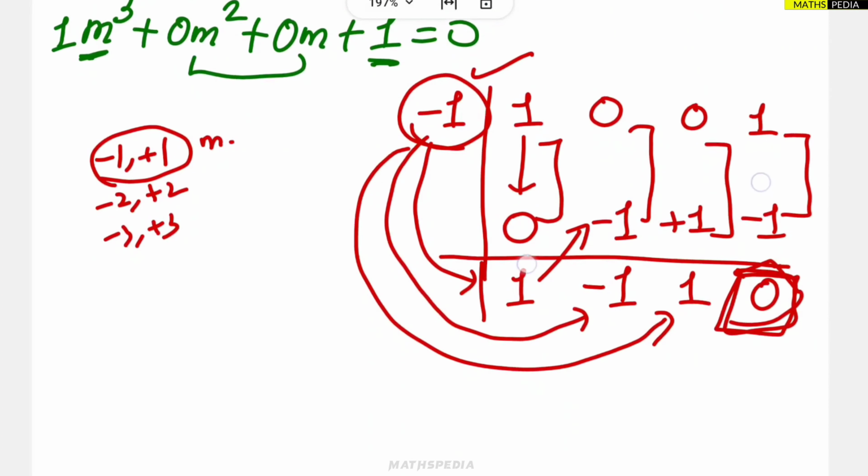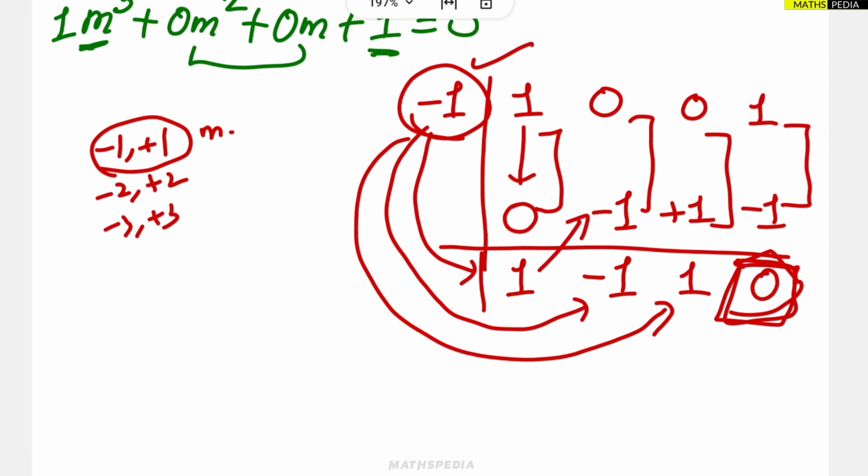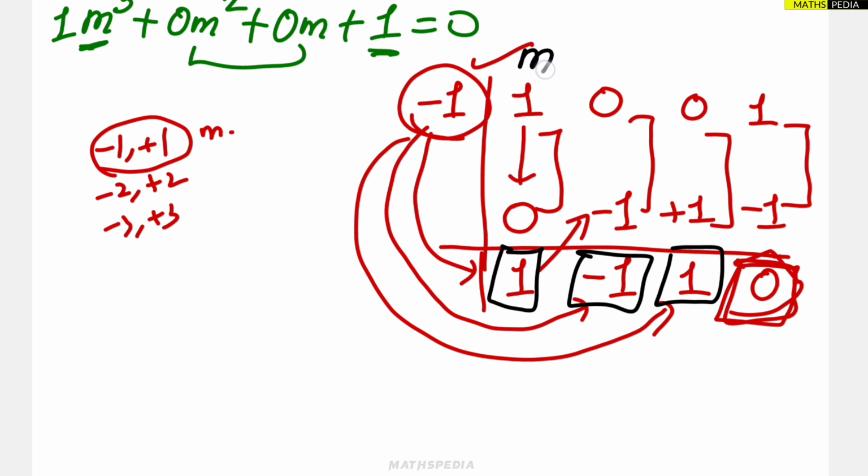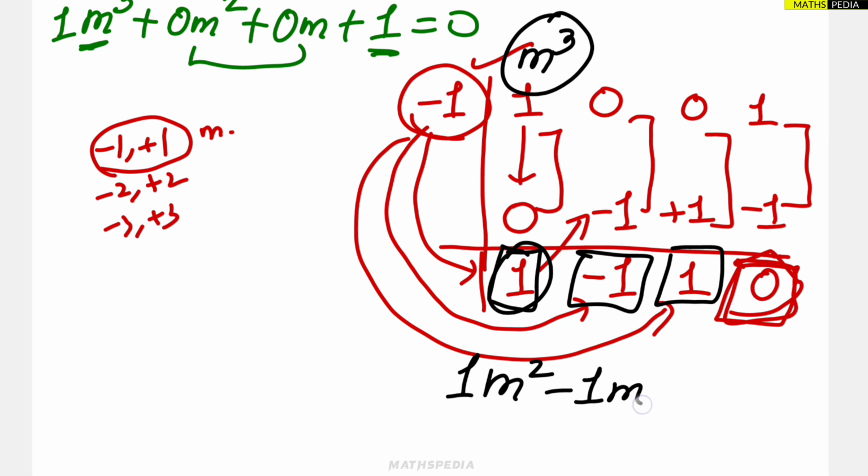So that's why we did this procedure, right? See here carefully. This coefficient is very important. We wrote the equation for m cube minus 1. The power m square will be there, and that coefficient will start. So 1m square minus 1m plus 1 equal to 0. Very simple. Using this, we have to write.